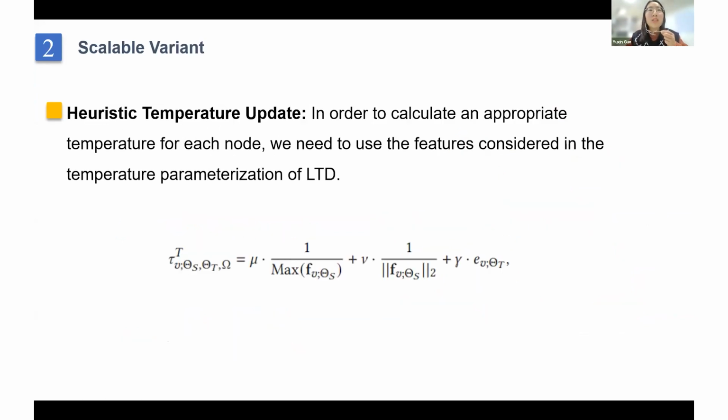For faster distillation, we introduced a simplified version of LTD named LTD Plus, by heuristically calculating the node-specific temperatures. In order to calculate an appropriate temperature for each node, we use the features considered in the temperature parameterization of LTD. This formulation is inspired by the learned temperature of LTD, where nodes with smaller losses and larger neighbor entropy will have higher temperature.